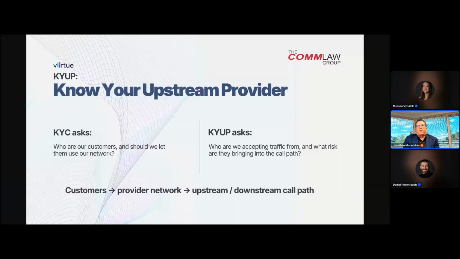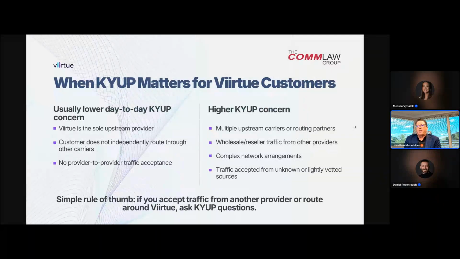So let's bring it home. For Viirtue customers, this distinction is especially practical. If Viirtue is your sole upstream provider and you are not independently routing through other carriers and you're not accepting provider-to-provider traffic, your day-to-day KYUP concern is usually going to be low. That doesn't mean zero risk, but the KYUP analysis is simpler. You know who your upstream provider is. You know the primary route. You're not stitching together multiple sources of traffic. You're not accepting traffic from other providers, and that's the simpler model.